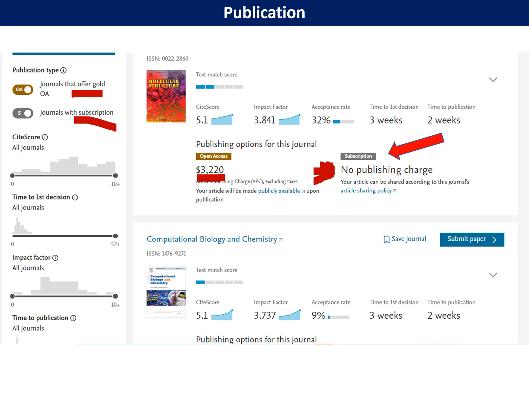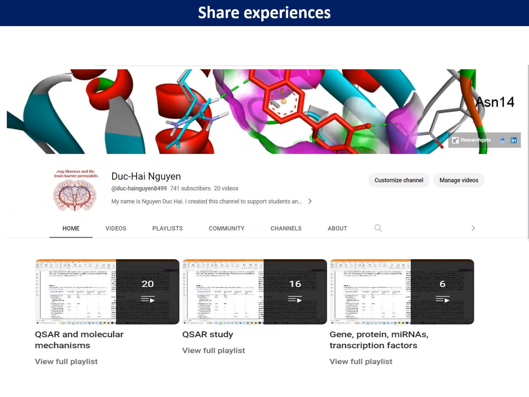Another journal page can show you the cite score of the journal, impact factor, acceptance rate, time to first decision, and time to publication. Very detailed, and you can choose the best journal related to your compound and your papers. It is similar to another one, Computational Biology and Chemistry.